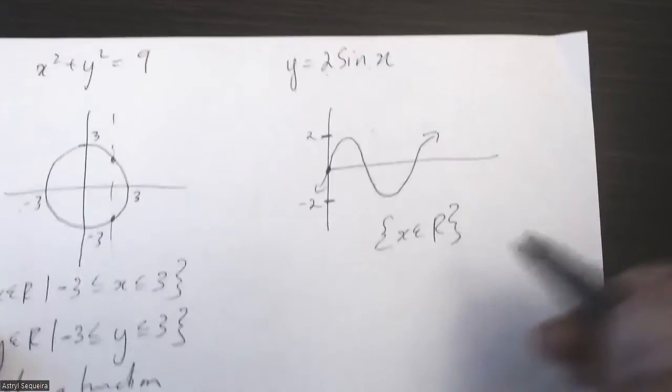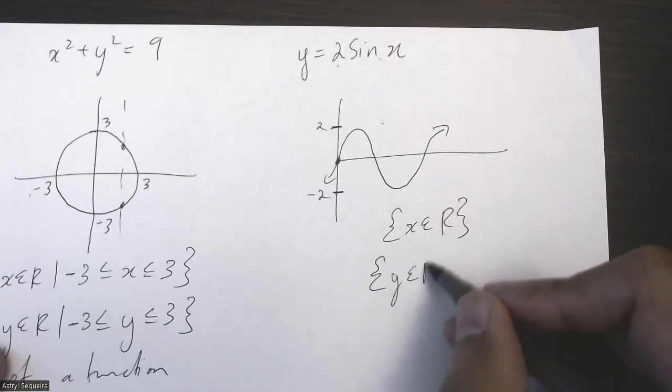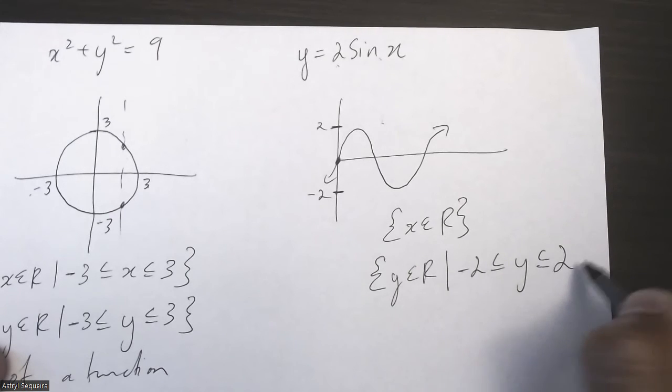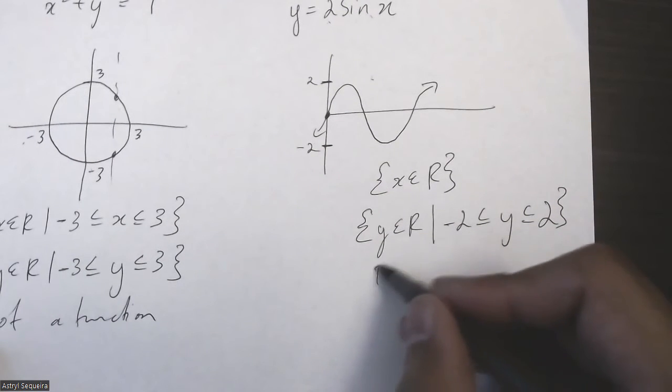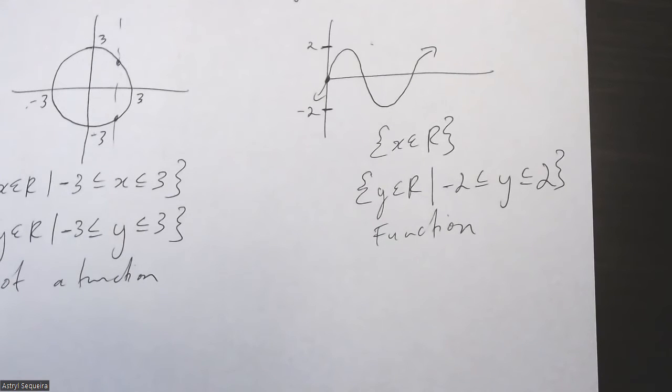That's true for all sine and cosine functions, like I mentioned earlier. And my range is between -2 and +2. This is going to be a function. All sine and cos functions are functions.